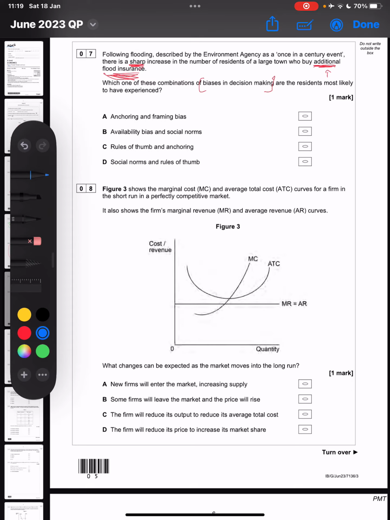Obviously the flood was just recent because it's following the flooding. So my instinct already is to take note of availability bias. That's the bias when something recent has happened and that clouds your decision making. You weigh that factor more significantly than it should be. So for example, the flood could have been a 1 in 100 year event, but you rushed to get flood insurance because for you it seems like last week. And it seems like maybe it could happen soon again. So my instinct would be B, but I'll just check the next factor.